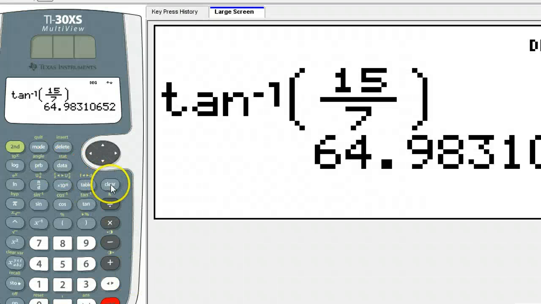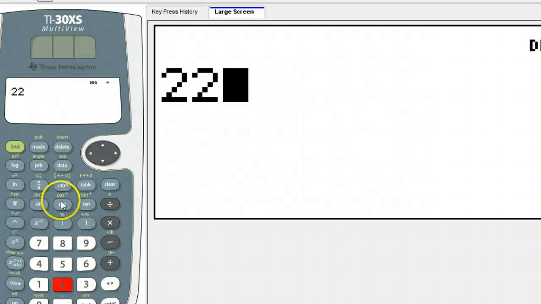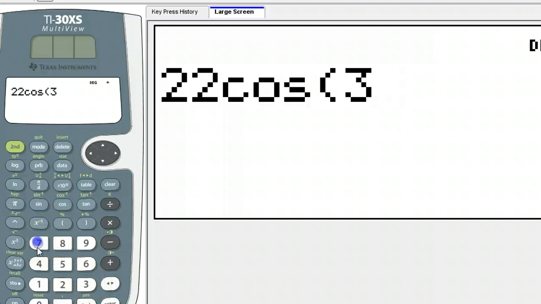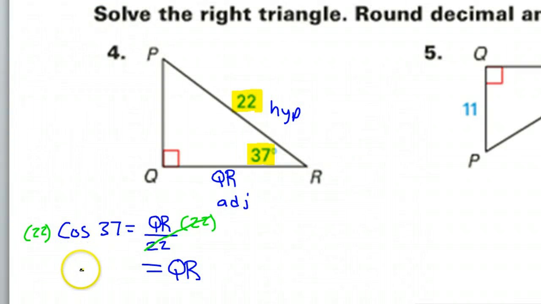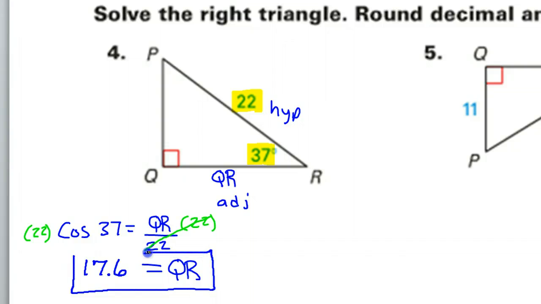So I can just put that in the calculator. 22 cosine 37. I'm getting 17.56 blah blah blah, so this will round up because of the 6. So 17.6. And we don't have any units or anything, so that is QR, 17.6.